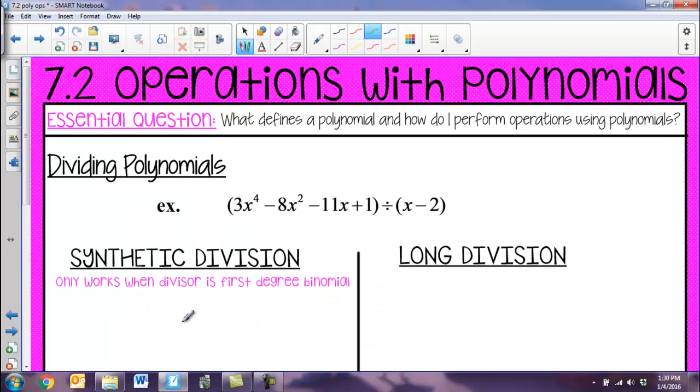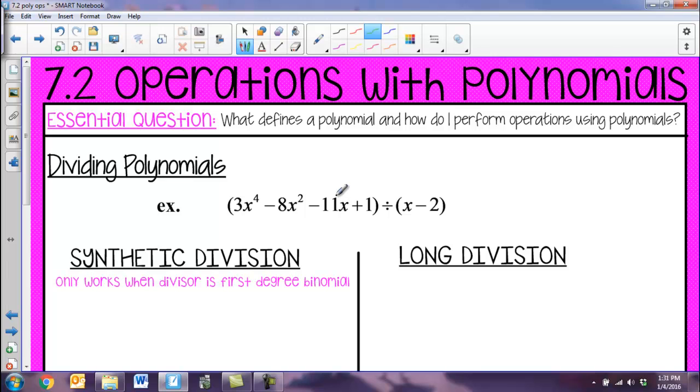And the last thing, it's kind of tricky when we're dividing polynomials, and there are two different ways to do this. One way is called synthetic division, and one way is called long division. So here's an example. We're going to work it both ways just so I can show you that it works the same either way. And the biggest issue that we have with synthetic division is that it only works in a certain case.